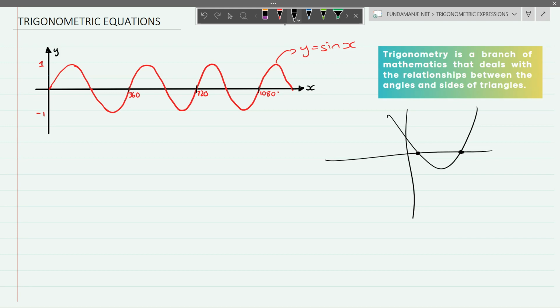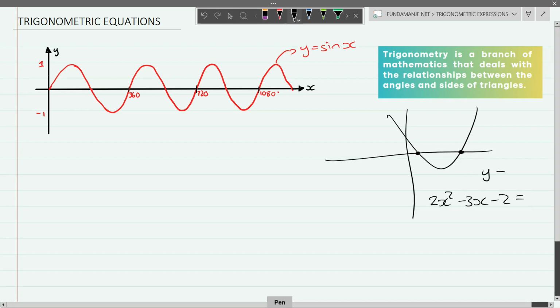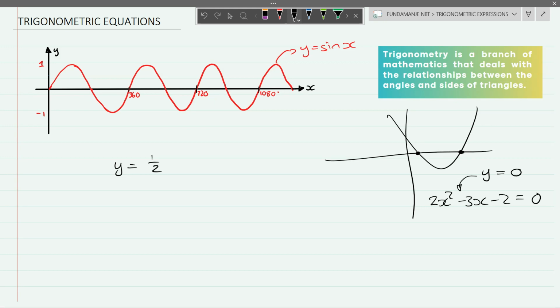So that means we take whatever we have, let's just call it 2x squared minus 3x minus 2 is equal to 0. This isn't this function here. If you were to draw it out, it's just an example that shows that we're trying to find x when our y is equal to 0, right? And y is described by this function. So in this case, we're trying to find our x when our y is equal to a half, basically when sine x is equal to a half. So how do we go about doing this?